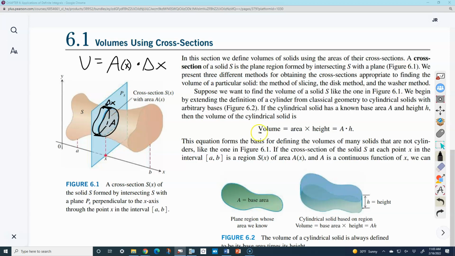The way that it's explained here in the book, volume equals the area times the height, or you can say the area times the length, or the area times however much is extended. So the area times the extension, let's say it like that. That gives us volume.